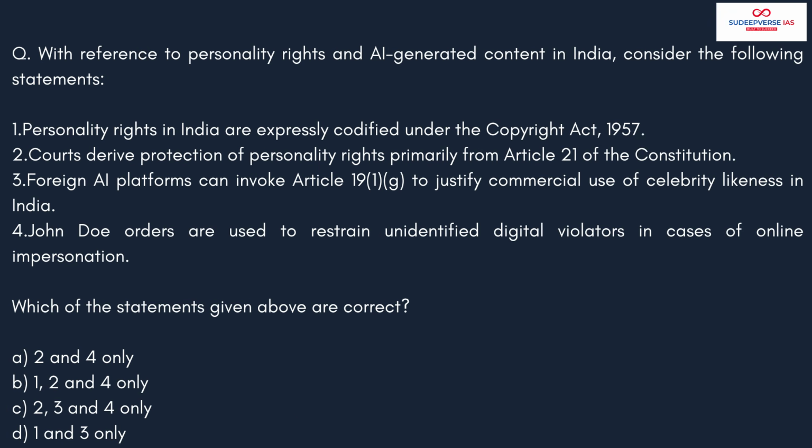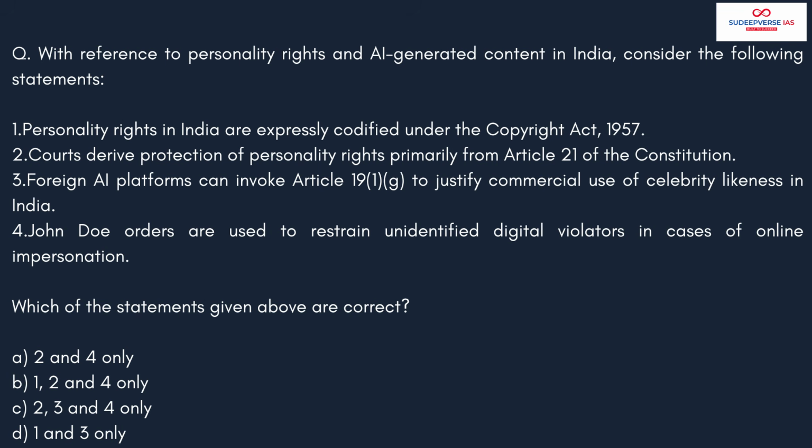Now let us go back to the question and see if we can deduce the answer. Now let me read out the question once again. The first is, with reference to personality rights and AI generated content in India, consider the following statements. The first statement reads, personality rights in India are expressly codified under the Copyright Act 1957. We have now understood that personality rights are judiciary-made rights that are derived from Article 21. They are not defined explicitly in any law in India. So the first statement is wrong.